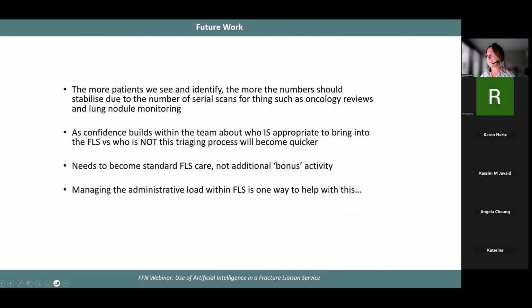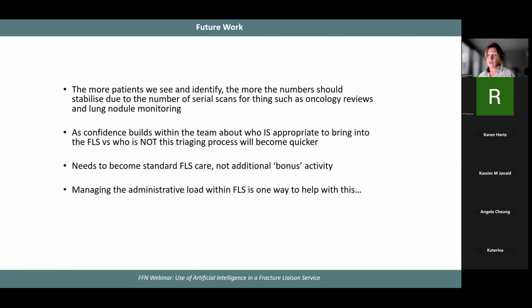We recognize this. The more patients that we see using this, actually, I think what will happen is that we will start to see a slowdown in the huge backlog that we have because there are lots of patients that are having serial scans. So oncology reviews, lung nodule monitoring, these patients are having CTs regularly. And the more patients we get through our system, the more we'll be able to filter out because actually they're duplicate scans and they're patients that hopefully we've already identified within FLS and are already on appropriate treatment.